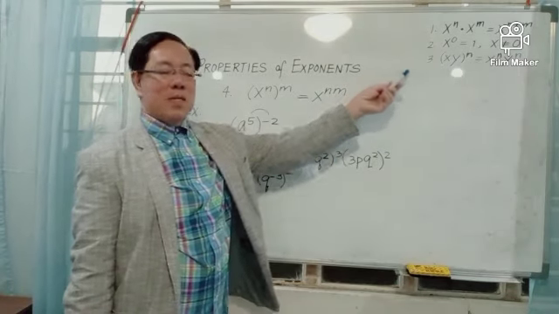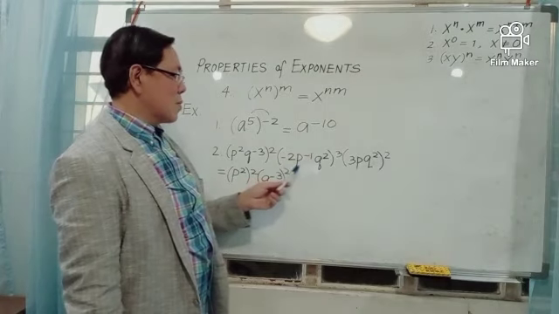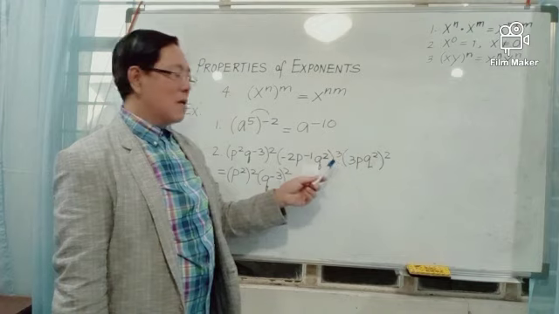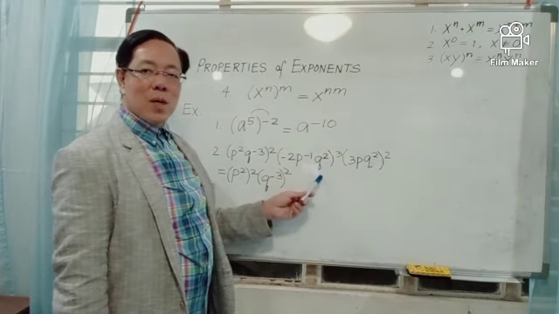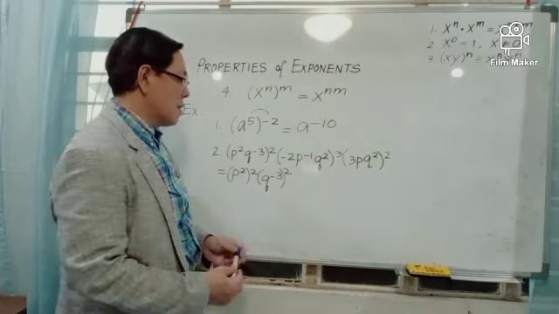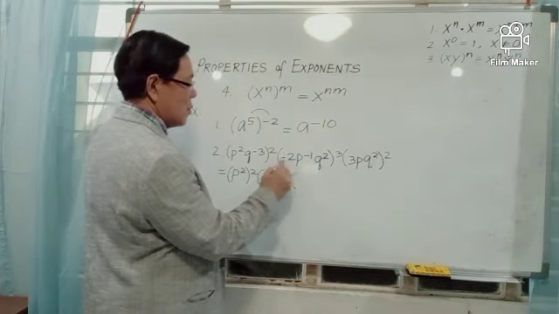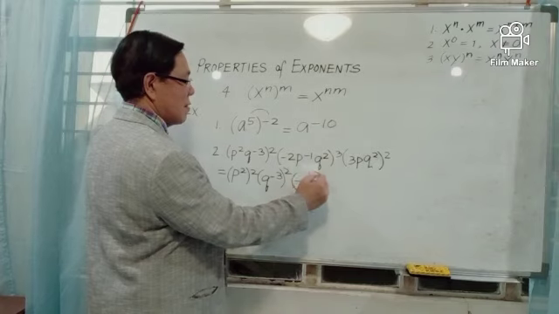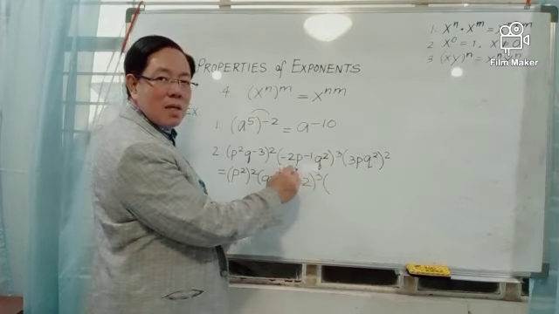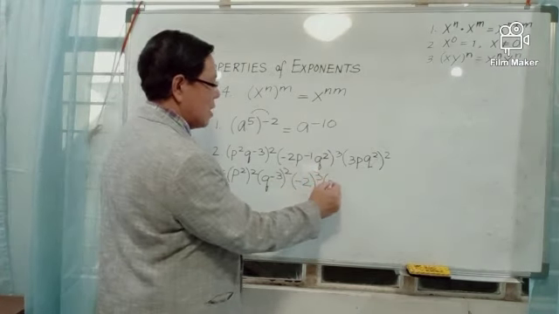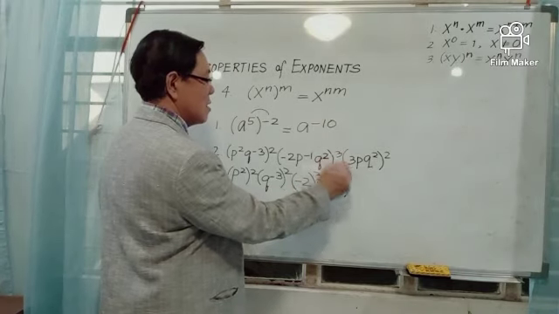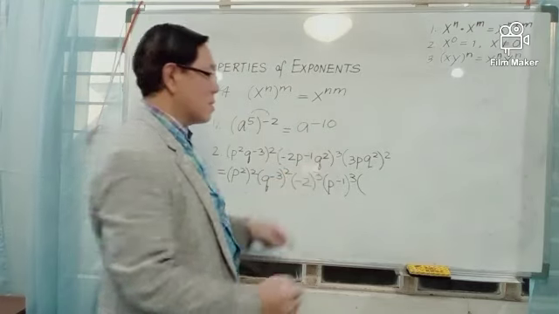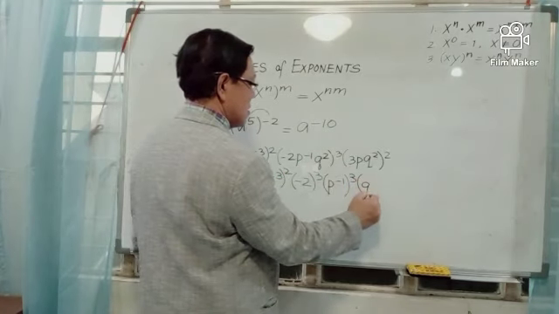By the third property, we raise negative 2 to 3 multiplied by p to the negative 1 raised to 3 multiplied by q squared raised to 3. We write negative 2 raised to 3 multiplied by p to the negative 1 raised to 3 multiplied by q squared raised to 3.